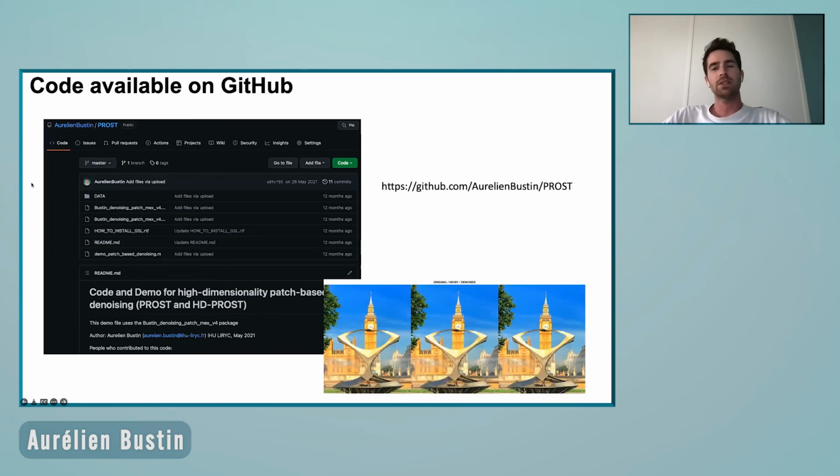And why that? It's because it's quite easy to use this algorithm. So I invite you to check this GitHub page and download the algorithm. There's a demo file, and in just 2 minutes, you'll be able to denoise your own images.